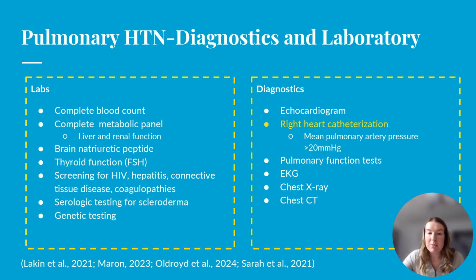greater than 20. You might also want to do some pulmonary function tests if you think that the pulmonary disease is a cause of their hypertension. You could look at a 12-lead EKG. Could show some non-specific findings indicative of pulmonary hypertension, such as right axis deviation, a right bundle branch block, or right ventricular hypertrophy. A chest X-ray could be done, and it might show increased size or narrowing of pulmonary arteries, and a chest CT could be done as well.